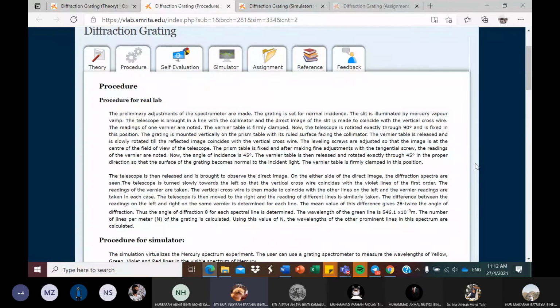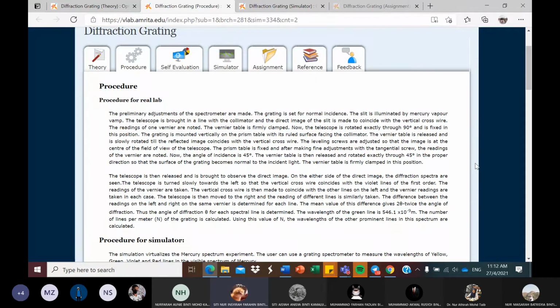Second, loosen the spectrometer table lock screw. Align the vernier scale on the spectrometer table so that it is collinear with the optical axis of the telescope and collimator. Tighten the lock screw. Lastly, use the spectrometer table fine adjust knob to make sure that they are perfectly collinear.